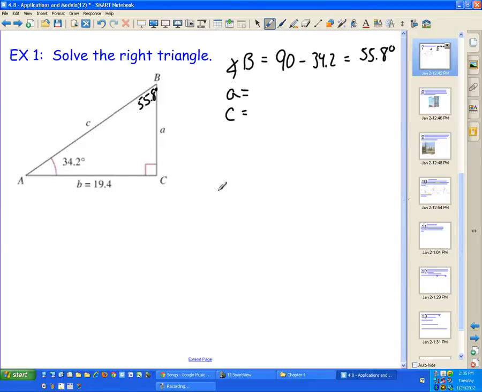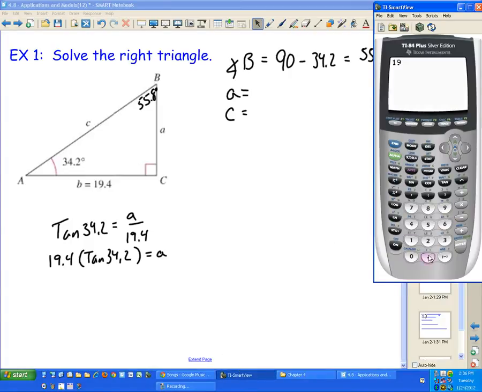And then if we want to find A, you just got to remember our trig functions from geometry and algebra 2: the tangent of 34.2 would be equal to A over 19.4. I'm going to multiply by 19.4, so 19.4 times the tangent of 34.2 will equal A. And if I get out my calculator, make sure your calculator is in degrees, 19.4 times the tangent of 34.2, since we're using degrees up there. And so we get 13.18 for our measure of A.